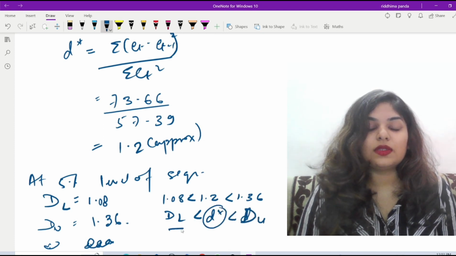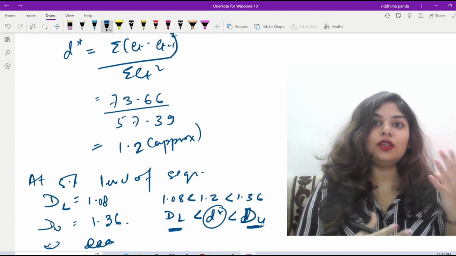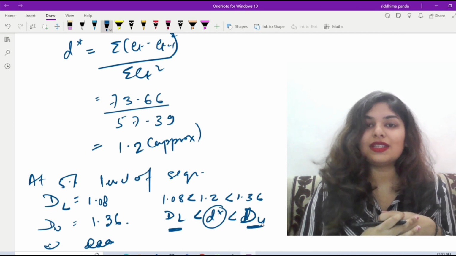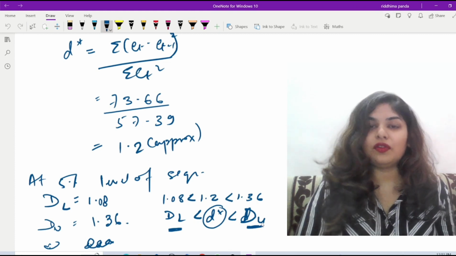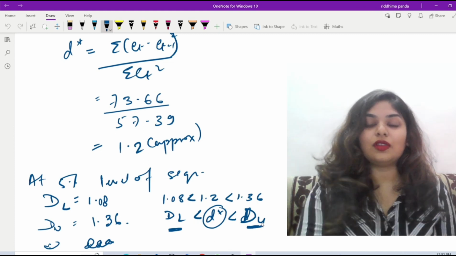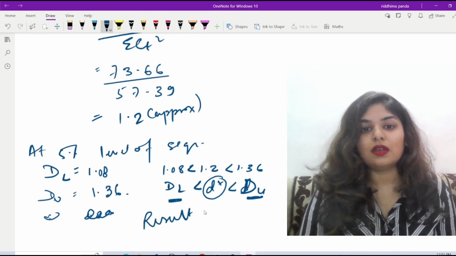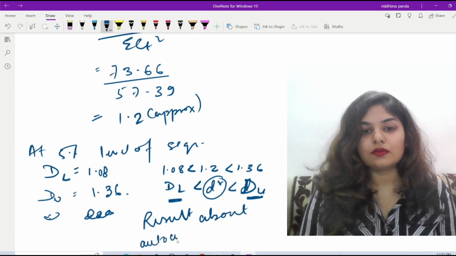This lies between these two values, and we know that if any value lies between the lower limit and upper limit of the d values at a particular level of significance, then the results are inconclusive, because the value should either lie to the left of d_L or to the right of d_U. So for this problem, the Durbin-Watson test result about autocorrelation is inconclusive.